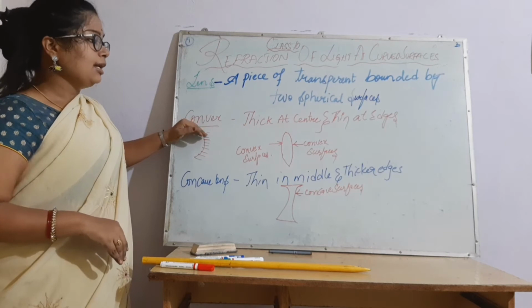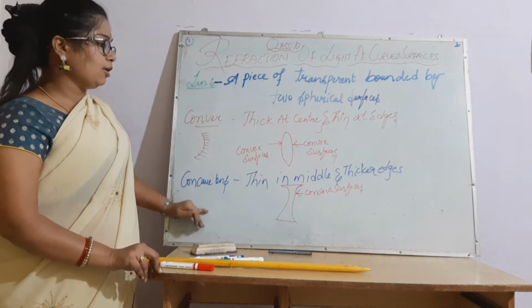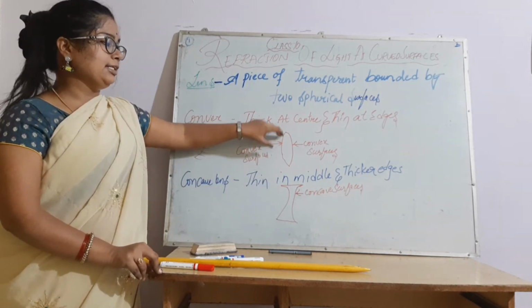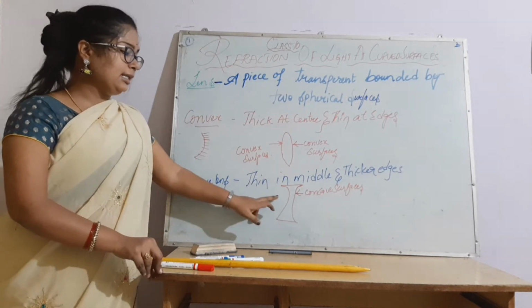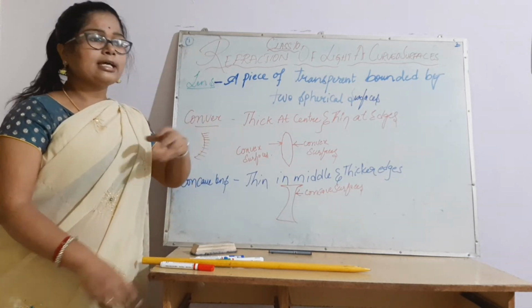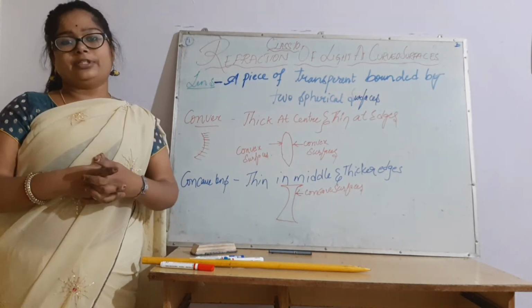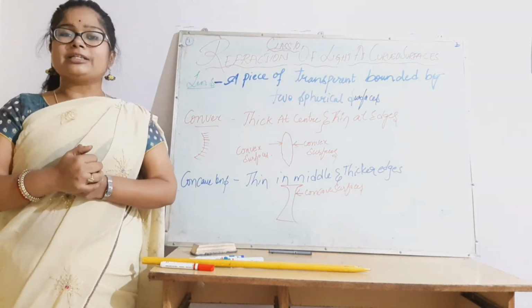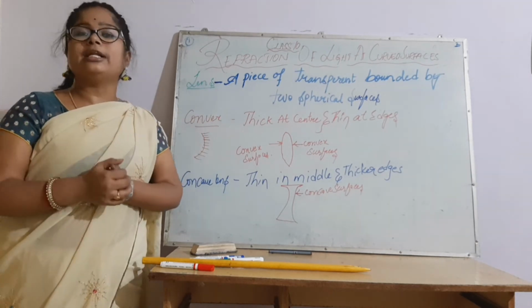And in lenses again there are 2 types: convex and concave. Convex is something which is thick at the middle, the center, and thin at the edges. And concave is thin at the middle like this and thick at the edges. So let me tell you how light behaves when it passes through a curved surface. Let me introduce that, and later I'll come to how it behaves in the lens.